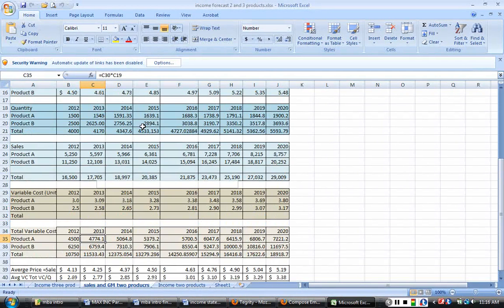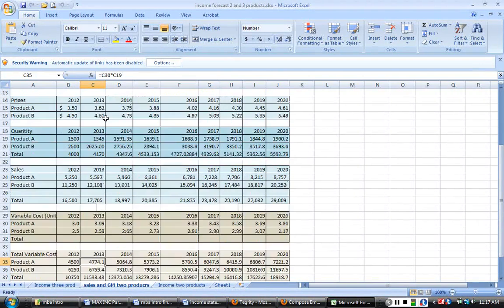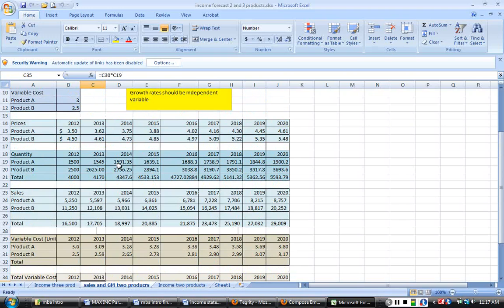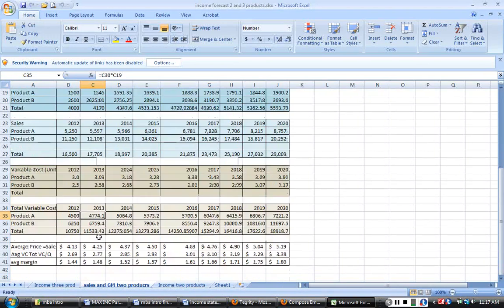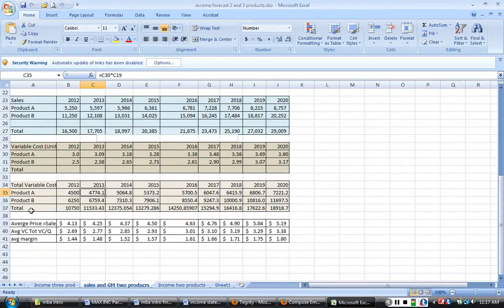So now you can see that everything is connected, which means that if we go in and change a growth rate for any of these things, not only will the quantity change, the sales will change because sales are tied to the quantity, and also the total cost will change. Why? Because the cost is tied to the quantity. And so now we have the total cost.